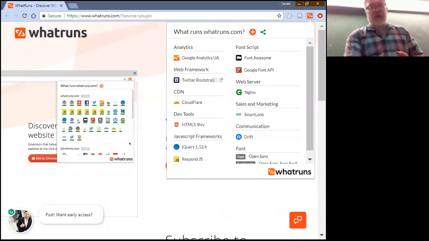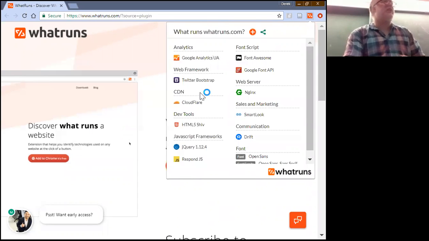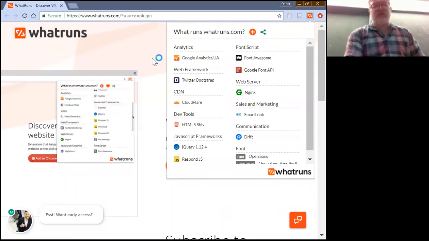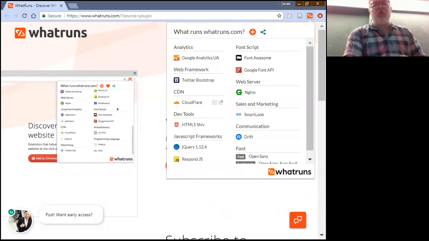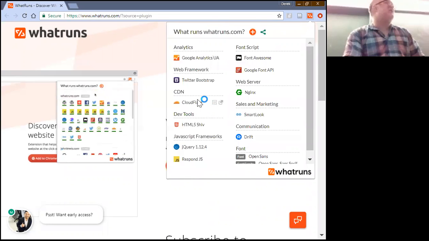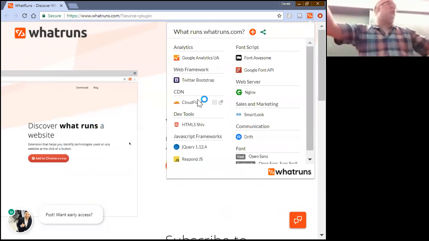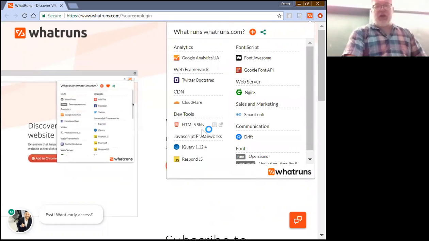In terms of the framework, Twitter Bootstrap, well, we all know what that is. We've used that in homework already. That's how What Runs is doing the styling on its page. We've talked about Cloudflare as a CDN or content delivery network. That was way back in the first class where we talked about how anybody in the world can then hit a local copy from a CDN and get it to load up very quickly.